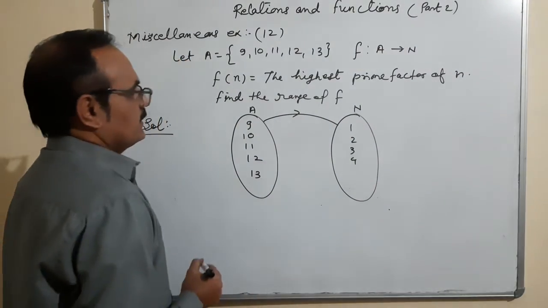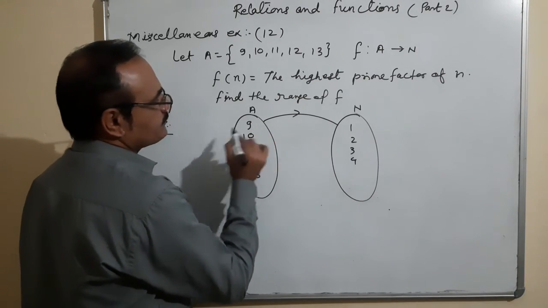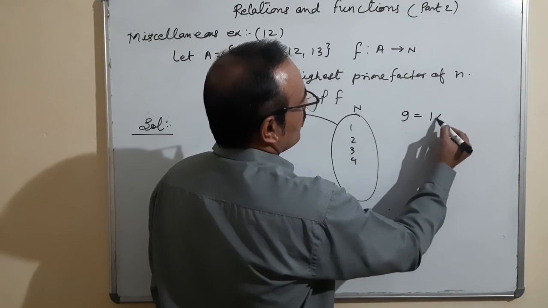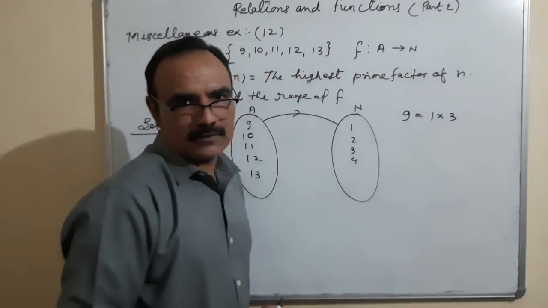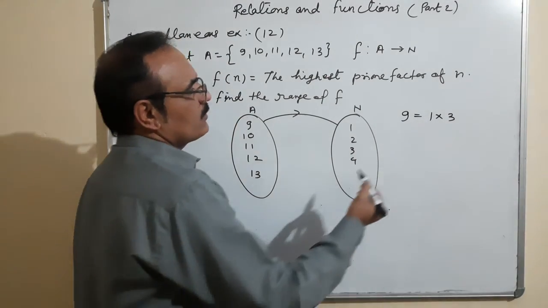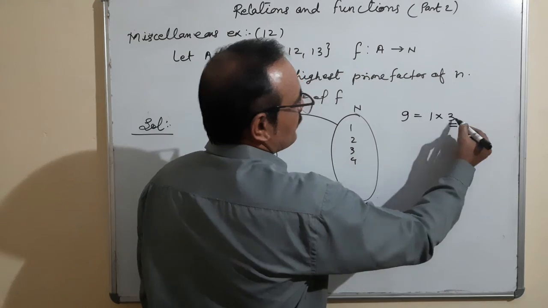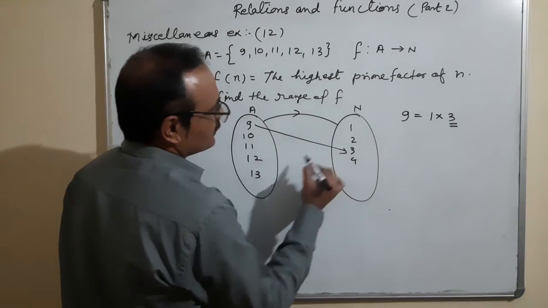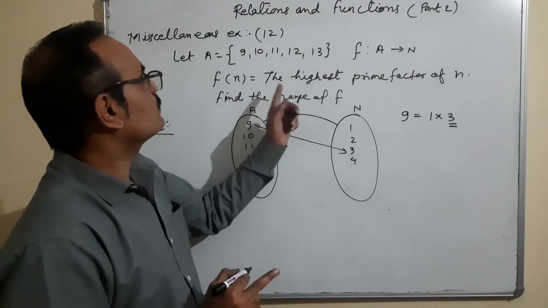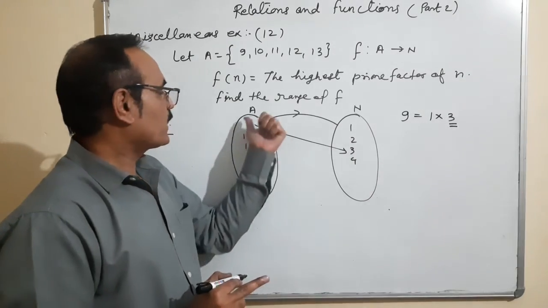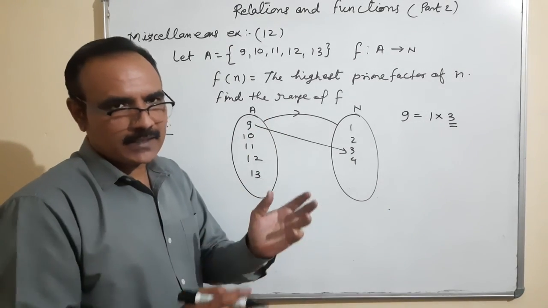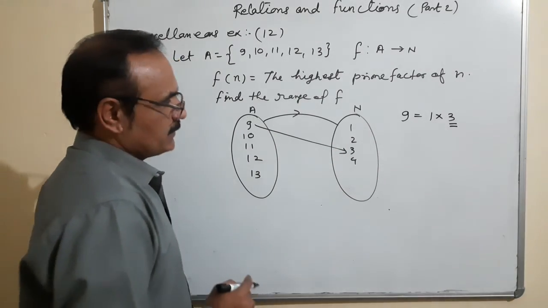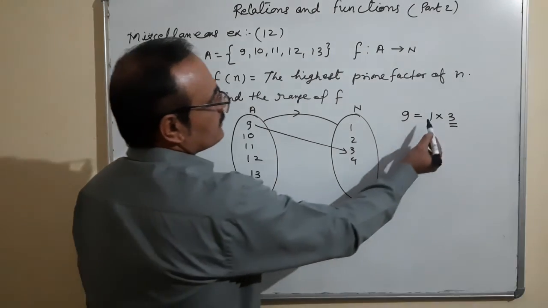We are taking any natural number from here, and F of N is equal to the highest prime factor of it. Let us see. I am taking first 9. 9 has factors 1, 3 and 9, but 9 is not a prime. So the highest prime factor is 3. So 9 is mapped with 3. Whatever term we take here, we make its prime factors and pick the highest prime factor, which is to be mapped with the codomain set.